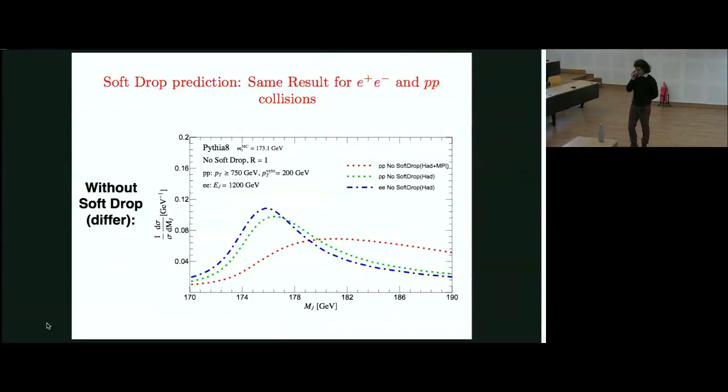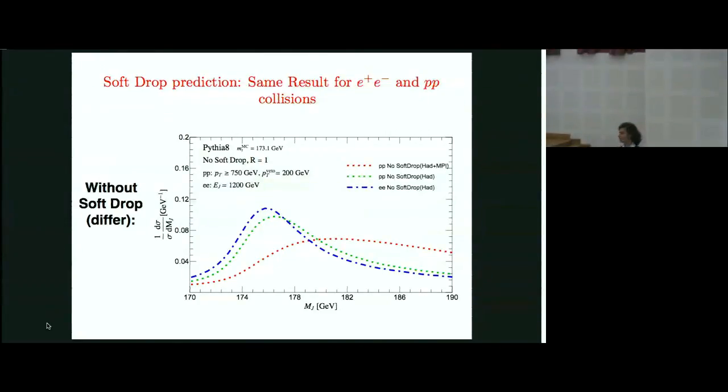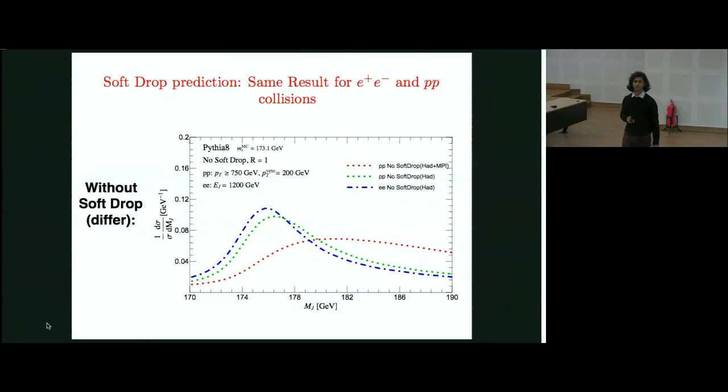This brings a very interesting consequence of using jet grooming on top quarks: soft drop predicts that you should get the same result for e+e- and pp collisions. Is that really true? We can test that. Here I don't apply soft drop to my top quark jets. The blue is my e+e-, and the red is my full proton-proton. But if I turn off the MPI, it jumps to the green curve. They look similar, but they're not quite the same, and especially MPI, the underlying event, has a big effect on the jet mass spectrum.